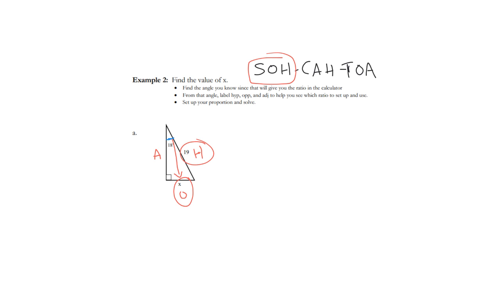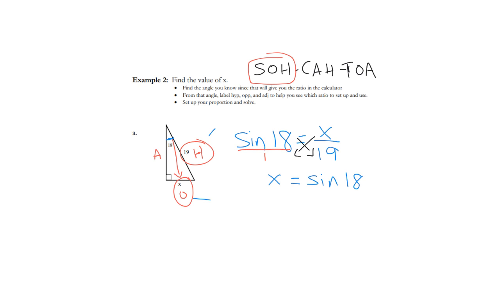All right, so we write sine, because we're going to use the sine ratio, as we just determined, of 18, that's our angle of reference, is opposite side, which is x, over the hypotenuse, which is 19. And just like in the previous lesson, we're going to go ahead and create a proportion. We're going to cross multiply to solve the problem. X times 1 is x. Sine of 18 times 19.